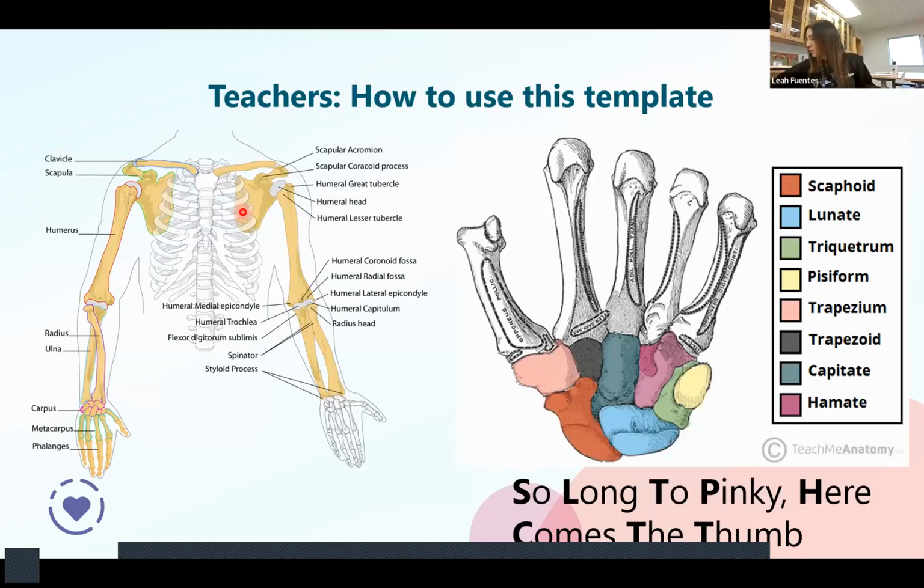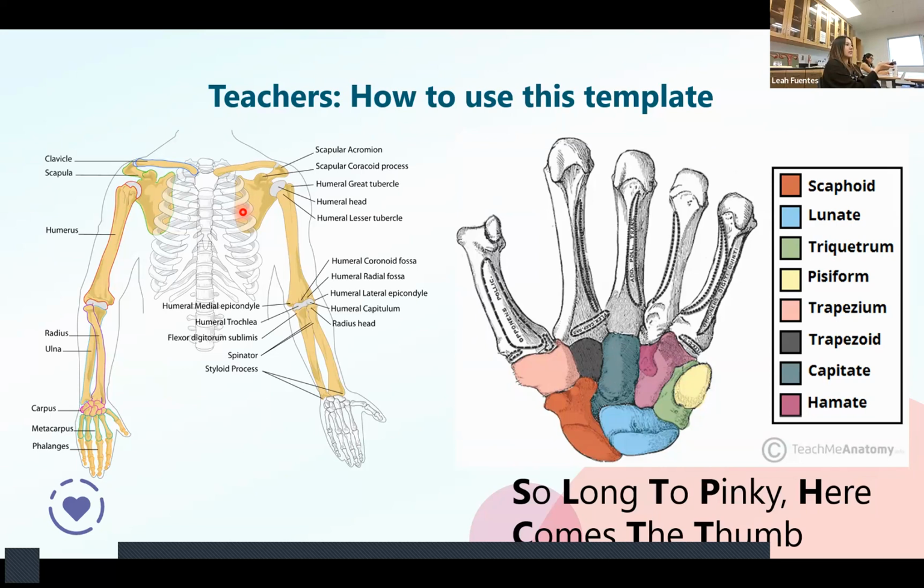And then we get into the hand, which I think is really fun, but I don't think most students think it's fun. This is kind of hard to learn when you're just looking at the bones, because the names are kind of hard. But there is an acronym. So long to pinky, here comes the thumb. So we are holding our hand anterior, because remember, when you're in anatomical position, your palm should be facing forward. So this is looking at a left hand here.